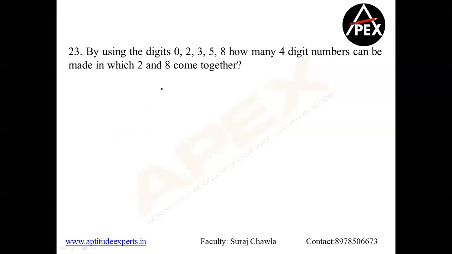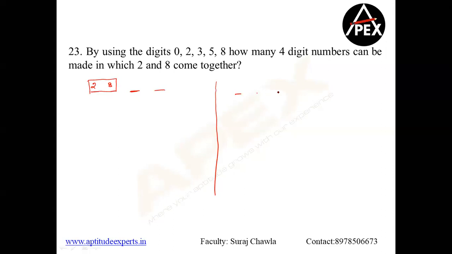Yeah. So 2 and 8 come together. Again, I will make two groups of cases where 0 is blocked and where 0 is not blocked. Vinamay, understand, where 0 is blocked means what? The first place is blocked by a non-zero digit. This is one case. Clear?